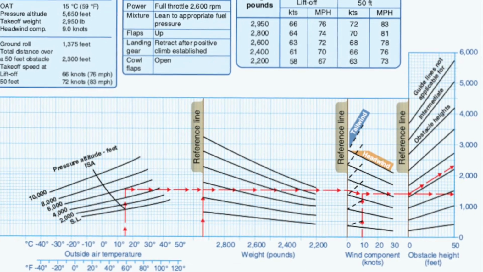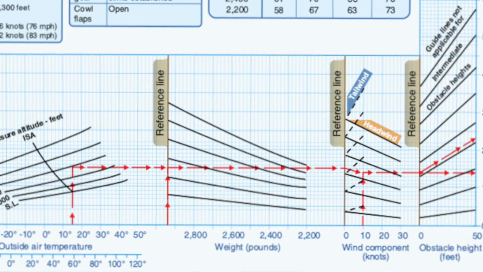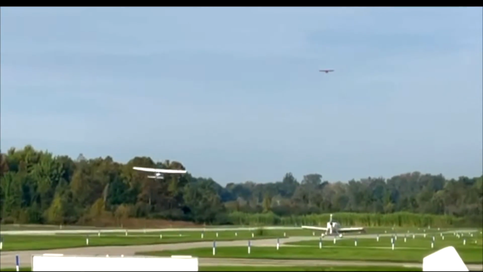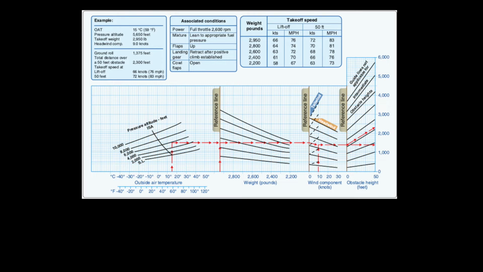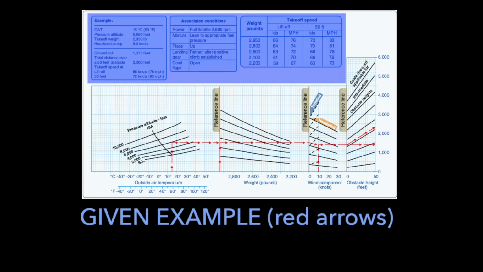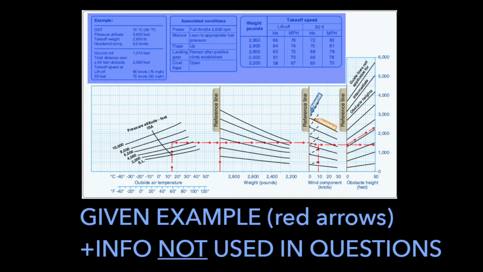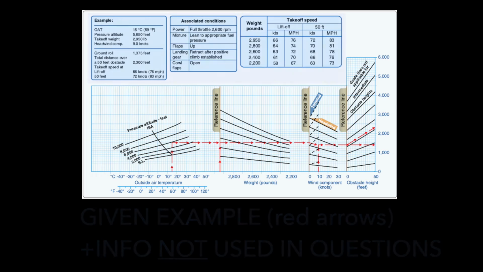Take a look at the contents of this chart and you'll notice that it involves conditions like air temperature, weight, wind, and obstacle height, which are all considerable factors to be aware of while planning for a takeoff. When finding takeoff distance, we are only focusing on this yellow highlighted area, as we're about to see with the demonstrated questions. Up at the top, we have 3 blue text boxes, and the information in here relate to the example case description that's drawn onto this chart. They also correspond to these red arrows you see across the chart itself. This example may come in helpful to some people on certain occasions, but don't let it distract you when you're looking to solve a question that does not relate to this area.